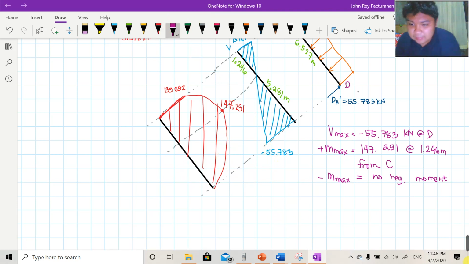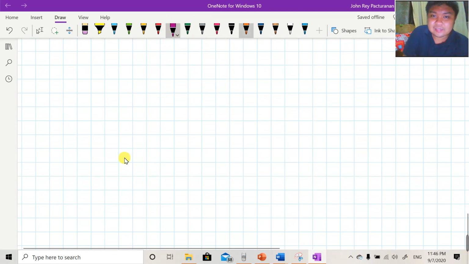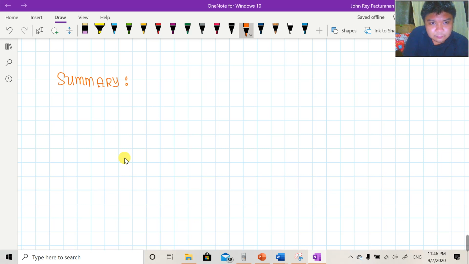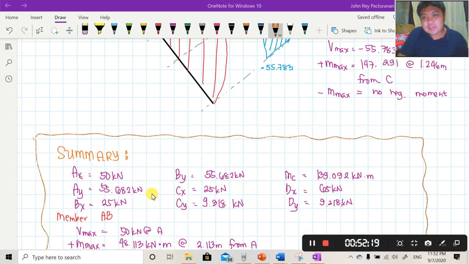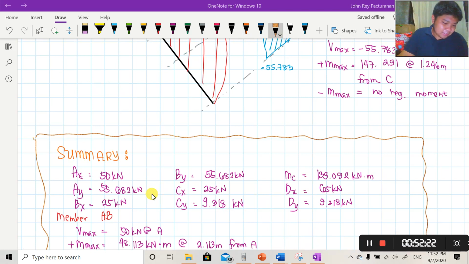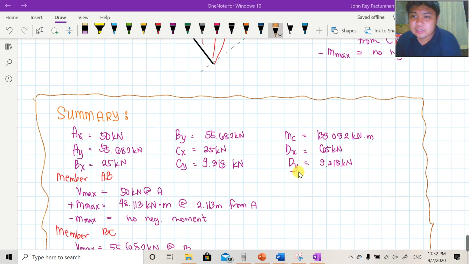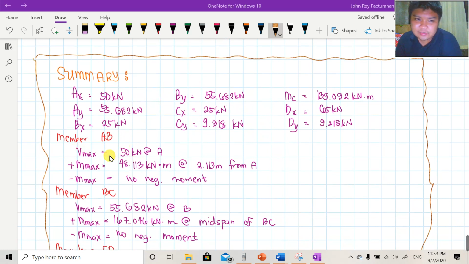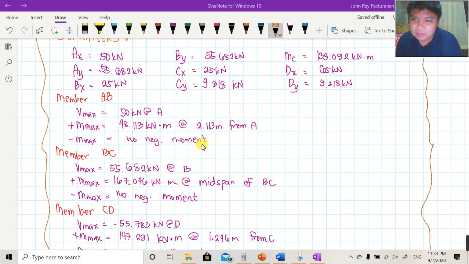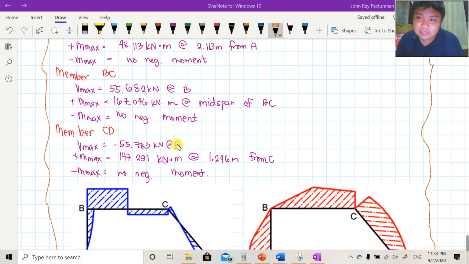Ang gagawin na lang natin is isulat na lang natin yung summary as formality. So, yun naman talaga, no? So, summary. Okay? So, tadaan! Ito na, class, yung summary natin ng ating analysis, no? Dito sa ating frame. So, kung mapapansin nyo, alam nyo naman na to. Sinulat ko lang naman siya, class. At the same time, yung dating negative, class, na 65, sinulat ko na lang siya as positive. Kaya kapag gagawa kayo ng summary, consider mo na lang siya as positive lahat. Tapos, yun nga, for member AB, ito yung maximum shear and location, maximum positive moment and location, and all of them has no negative moment, di ba?